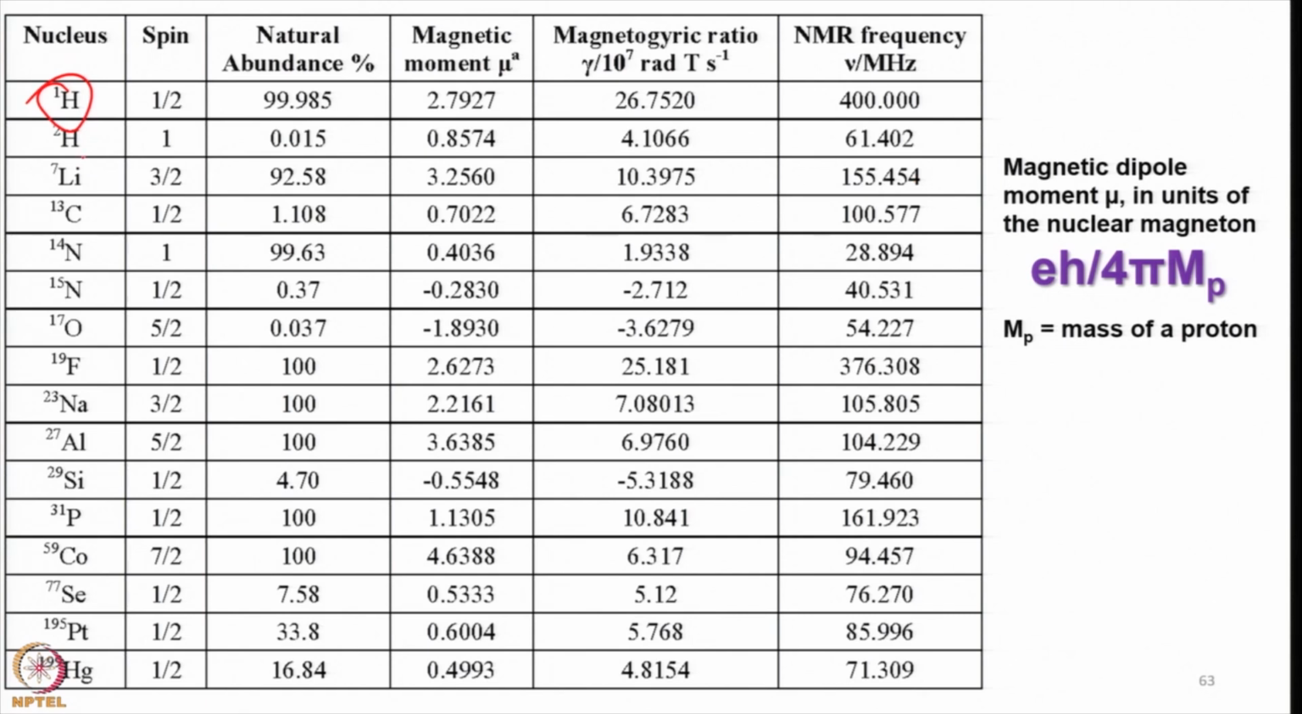2H is here, you can see 7Li is there, spin 3/2. Lithium is also quite important because we use lithium in many reactions and coupling reactions. In order to see reaction pathways, we can also do variable temperature NMR and understand how lithium is reacting or how lithium is coming out during the reaction.